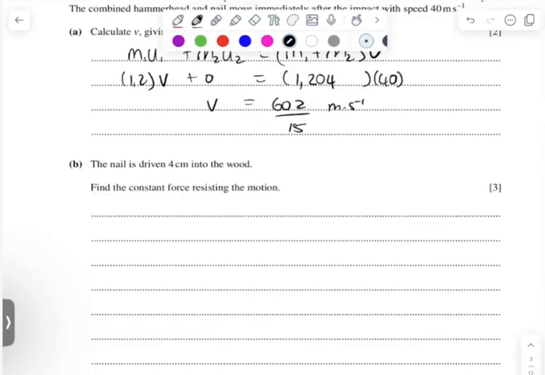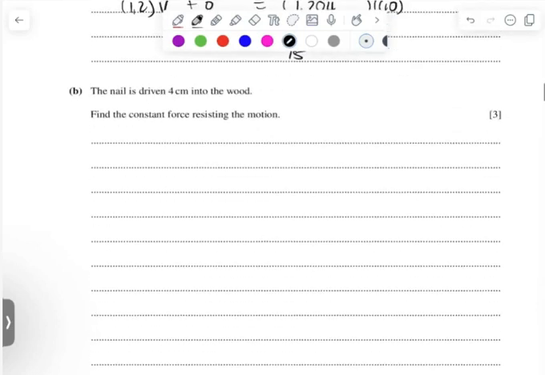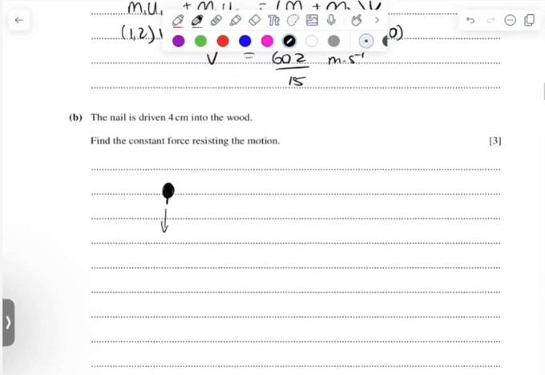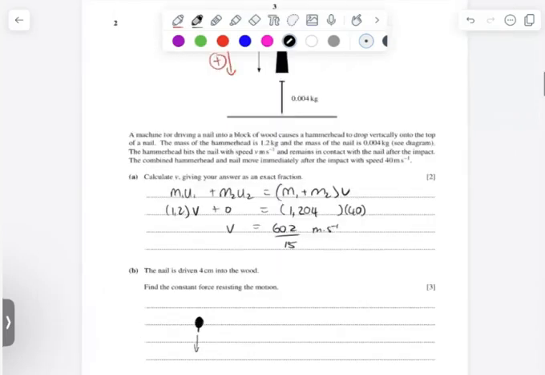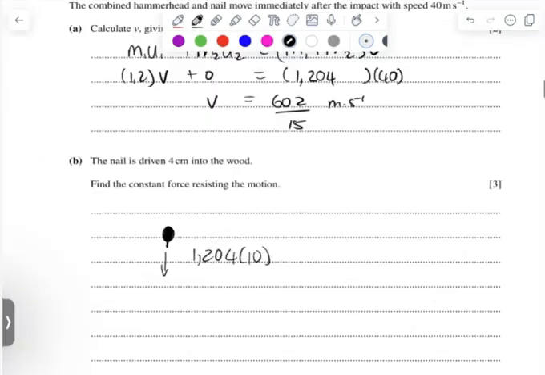The nail is driven 4 centimeters into the wood. Find the constant force resisting the motion. So now we're going to find the constant force resisting the motion. Let's just assume the particle. This is my hammer and my nail. They are going down, so their weight is what is helping them go down. 1.204 times gravity is what's helping them go down. And we've got a frictional force acting against them, going up.